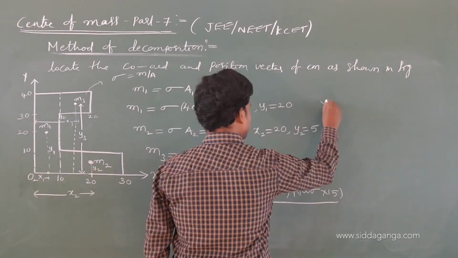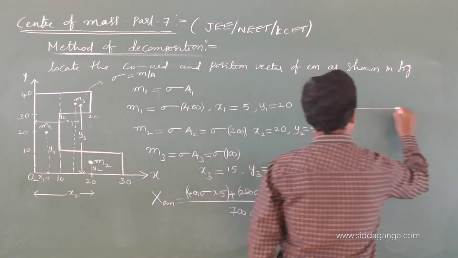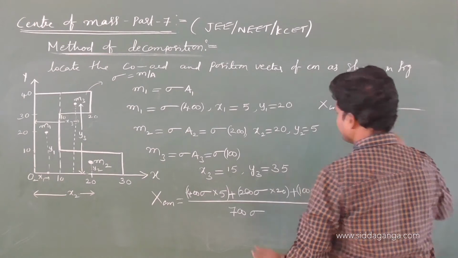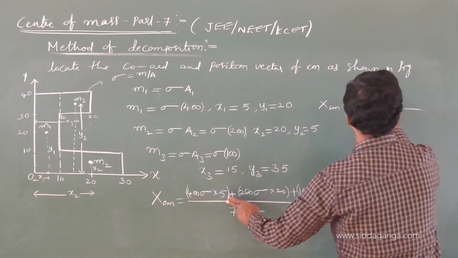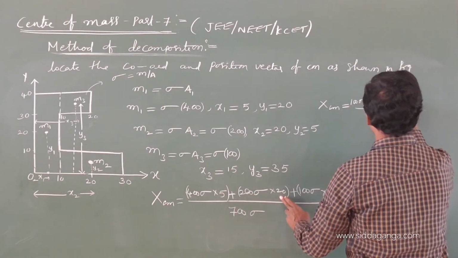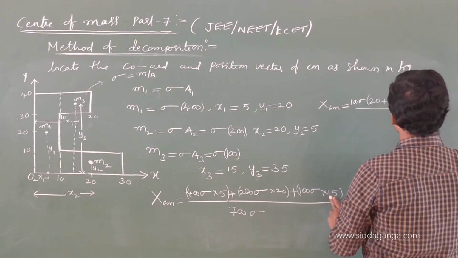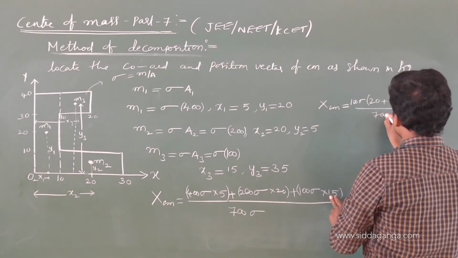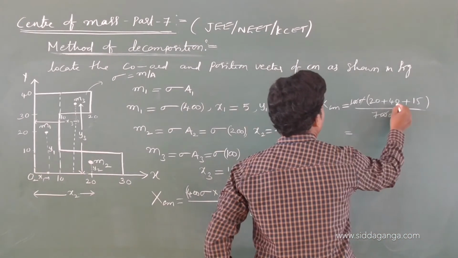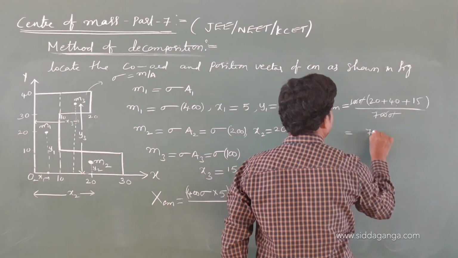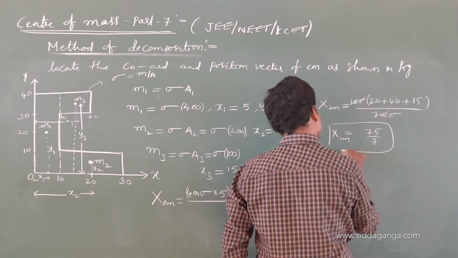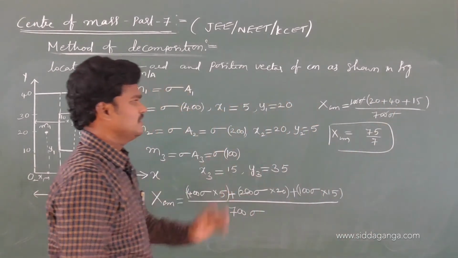Otherwise, let me do XCM at least. You verify the calculation, that is your duty. Take 100 common, sigma common. If I take 100 out, 4 fives is 20. 100 already taken out, 2 twenties is 40. 100 already taken common, so this is 15, and this is 700 sigma. Zeros get cancelled out, sigma gets cancelled out. 20, 40, 60, 75 by 7. This is the x coordinate, XCM. If you want, you can cancel 7.